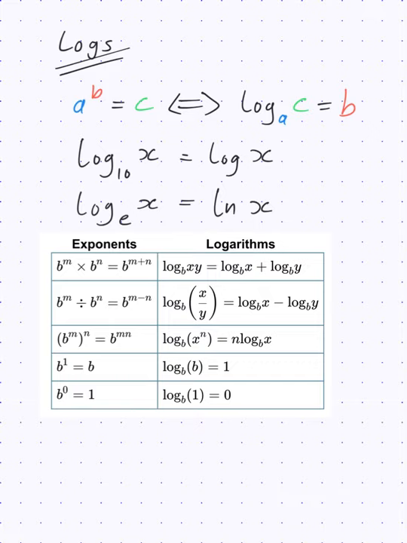Here is a list of laws for exponents and corresponding laws for logs. If you multiply two numbers with different powers, you add the powers. The corresponding log rule is that the log of xy to the base b is the log of x to the base b plus the log of y to the base b. And the same for dividing and subtraction. So if you have log of x over y, that's log x minus log y. And for powers, if you have the log of x to the power of n, that's just n times the log of x. And the log of b to the base b is always 1, and the log of 1 to any base is always 0.